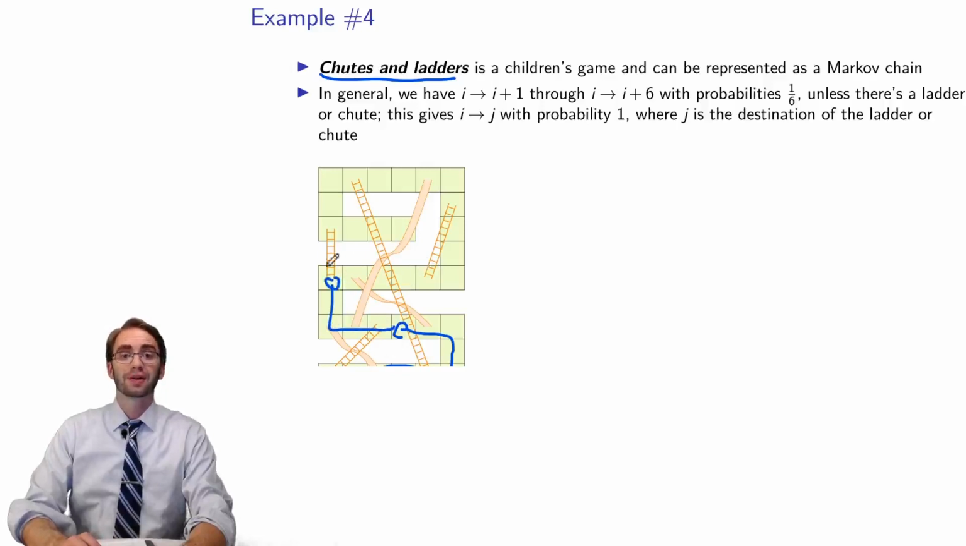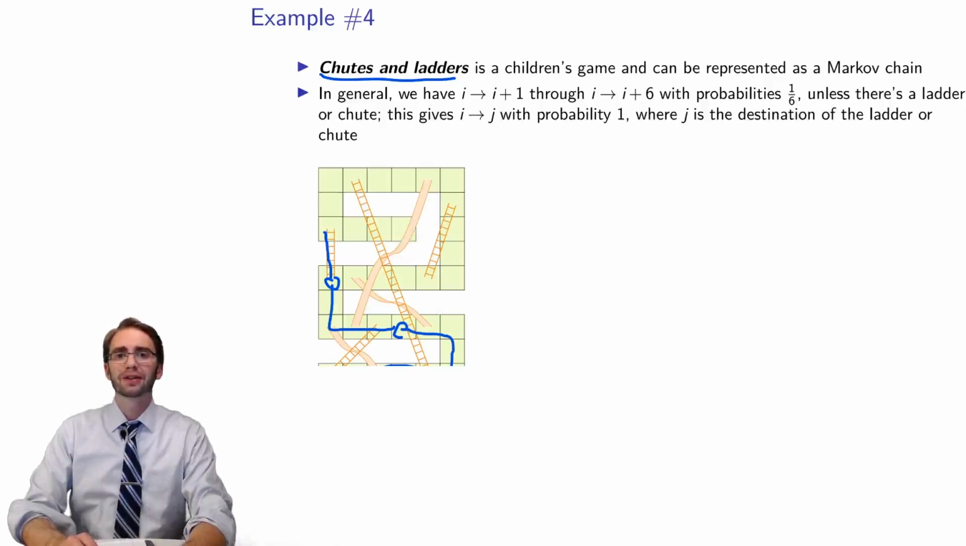Okay, now what happens when I land here? There's a ladder, which means I get to ascend that ladder, and then I've jumped ahead, and the goal is just to get to this finish line here. So then I'd land on that ladder there, and I'd be happy about that.